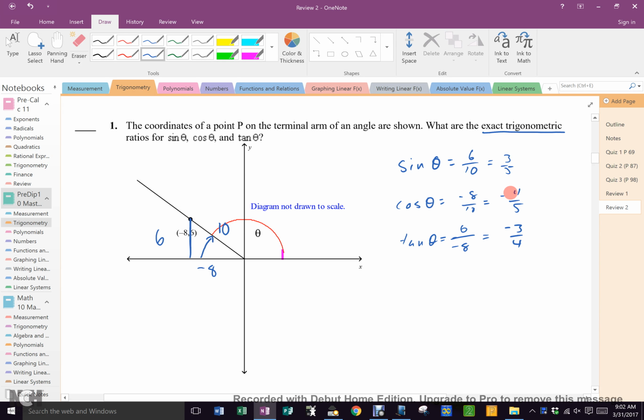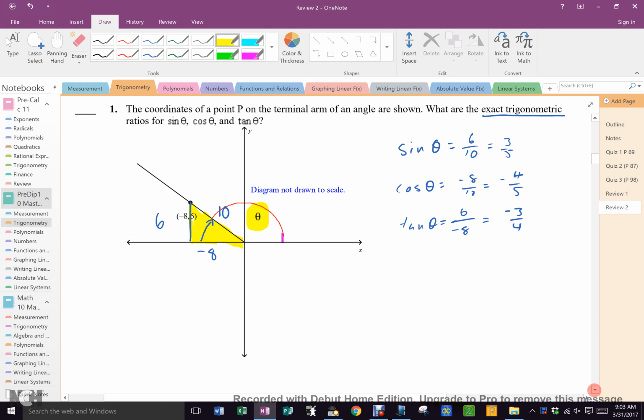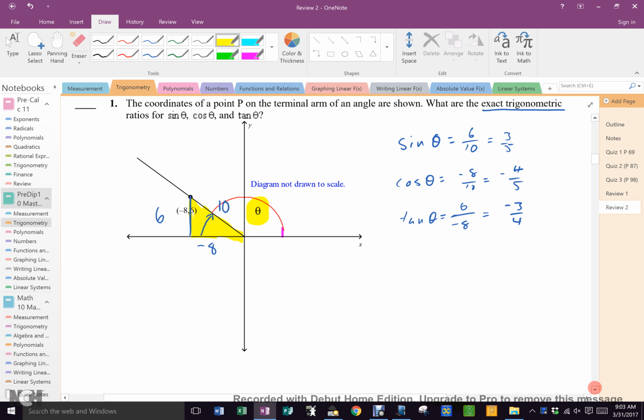So are we okay with all this? You have to deal with this triangle. And then you have to remember that you're dealing with theta over here. I didn't ask for the value of the angle, did I? No.